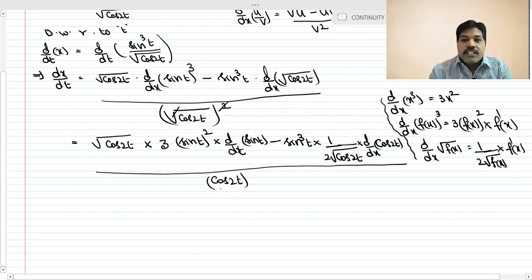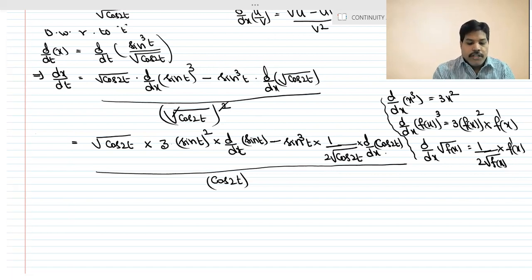Are you understanding that? See that step once again, students. So root cos 2t; sine cube t is nothing but the sine t whole cube. Sine t whole cube is nothing but f of x whole cube. F of x whole cube is nothing but 3 f of x whole square into f dash of x, minus sine cube t into derivative of root cos 2t. Root cos 2t is nothing but root f of x. Root f of x derivative is 1 by 2 root f of x into f dash of x. So next you have to understand that.